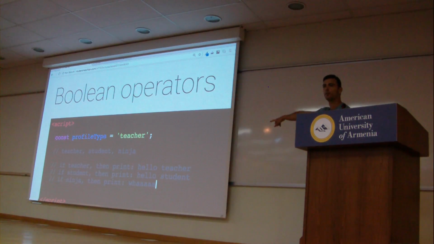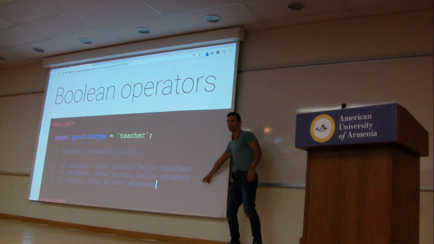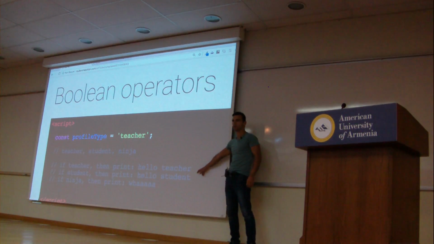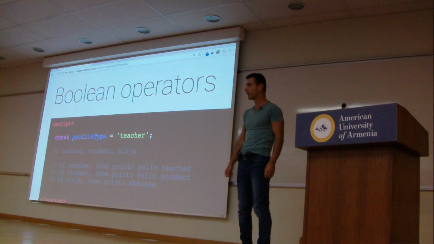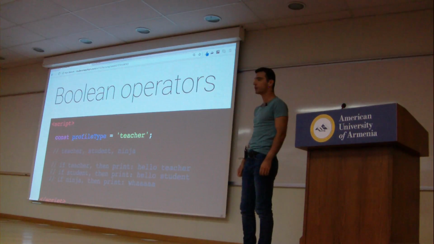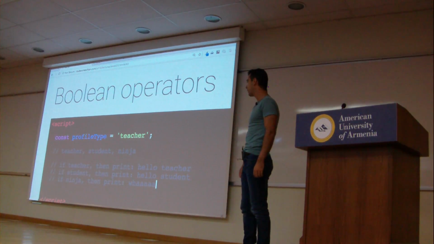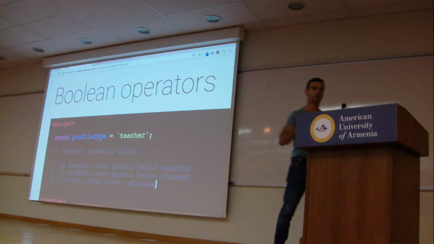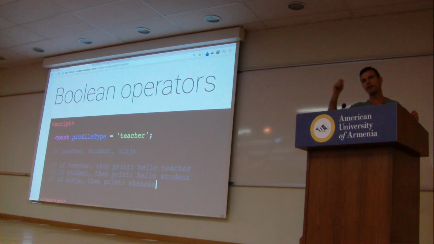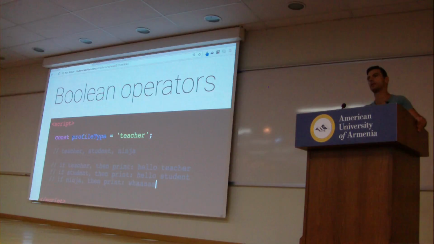Okay, do that. Can everyone read that? Can you read that? You can? Okay. It says, if teacher, then print hello teacher. If student, print hello student. If ninja, then print wow. Go. Write this in. Try to write it so it's syntactically correct. Don't forget the parentheses. Try to indent your code. All that stuff. Go.